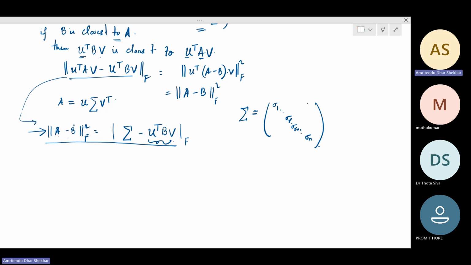The Frobenius norm of A minus B is equal to the norm of U transpose AV minus U transpose BV. Now, if you do U transpose AV, what is that? That is equal to U transpose U sigma V transpose V.